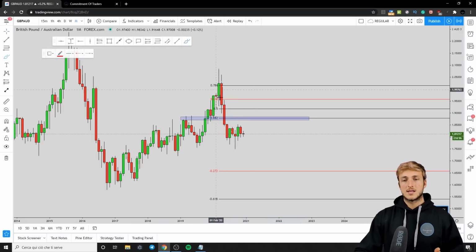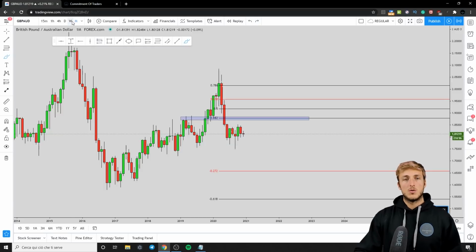And why is this a quite strong confluence of resistance at which the market could be easily attracted? It is a strong confluence of resistance because it is the previous support, now turned resistance, in confluence with the 0.382 of the Fibonacci taken on this impulse. So a strong confluence zone at which the market can easily be attracted.